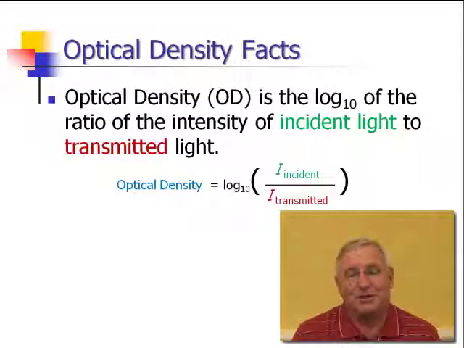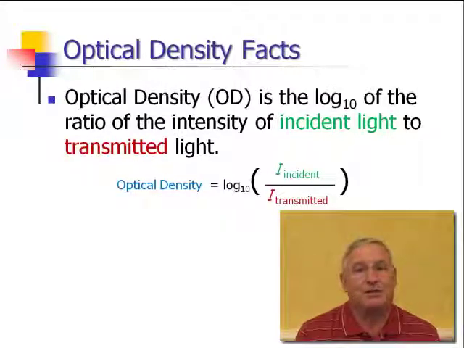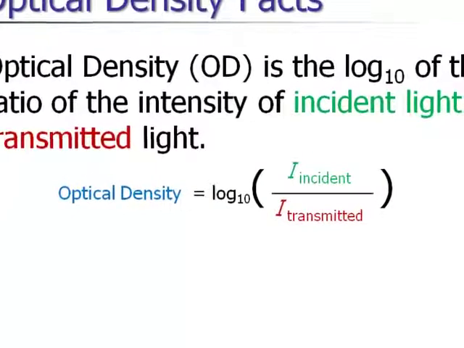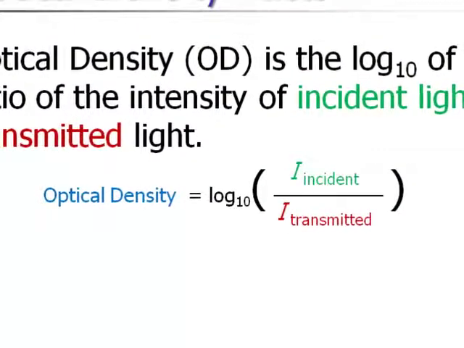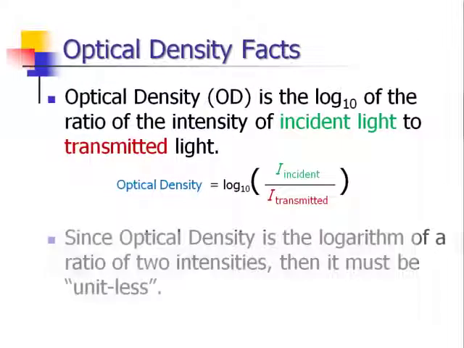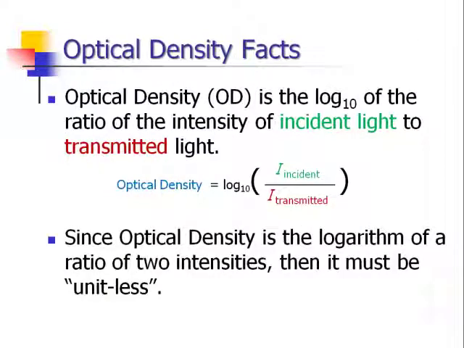Really, optical density is a logarithmic function of the intensity of light being transmitted through a material. So the formula here you can see says optical density equals log base 10 of incident intensity to the transmitted intensity. Since optical density is a logarithmic function and it's a ratio of two intensities, then it's unitless. So there are no units associated with optical density.